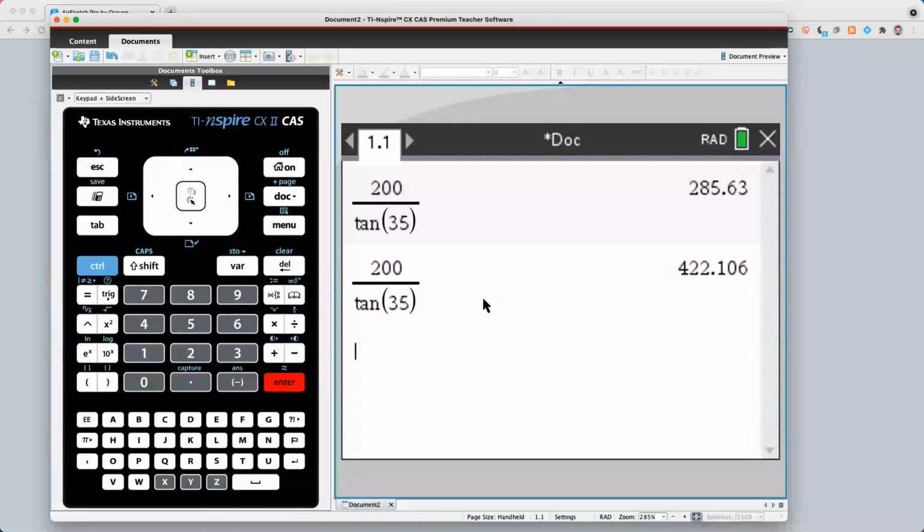That's what you'd get without it. That's the radian measure, as you can see, is massively different. So you need to make sure it's in degrees.